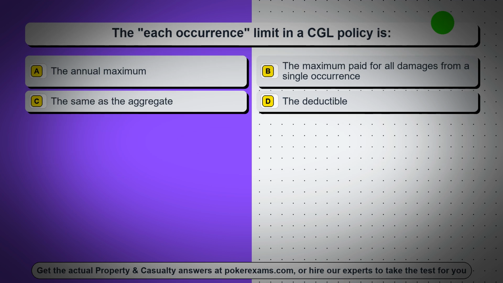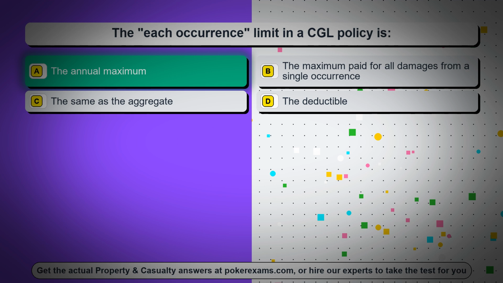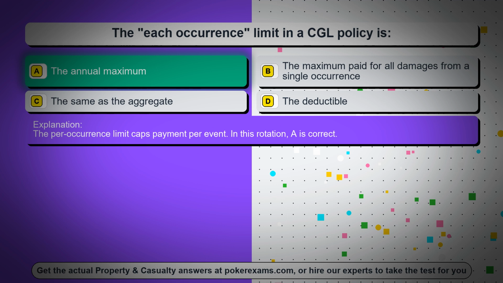Question 83. The each occurrence limit in a CGL policy is: Option A, the annual maximum. Option B, the maximum paid for all damages from a single occurrence. Option C, the same as the aggregate. Option D, the deductible. The correct answer is option A, the annual maximum. The per occurrence limit caps payment per event. In this rotation, A is correct.